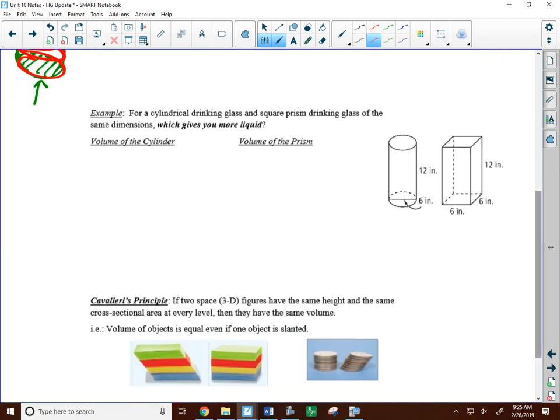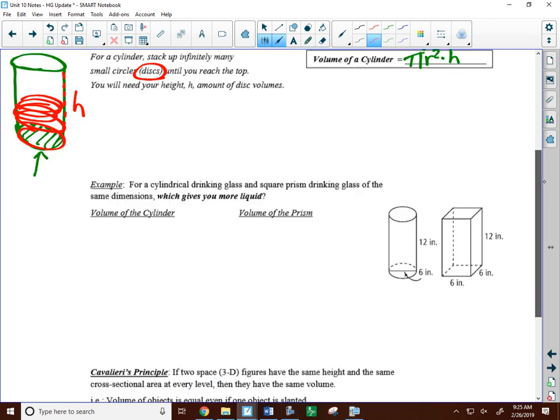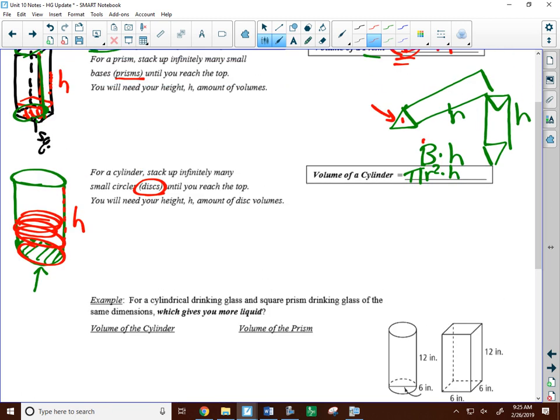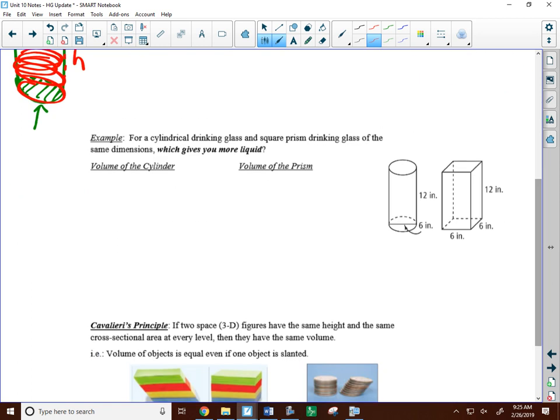Okay. Let's do one example of finding basic volume of prism and cylinder. Any thoughts on developing those though? Let's do a basic one here. I put it in the form of glasses that you can drink from, and I have a cylinder and a square prism. And the question is, which one gives you more? So you're going to drink something, a soda or something, which one gives you more?